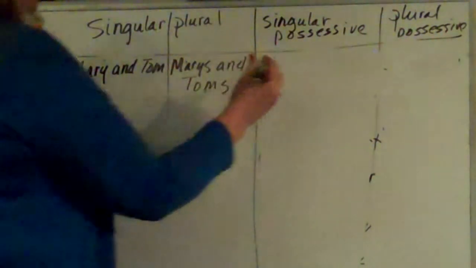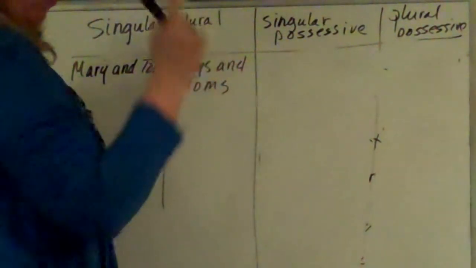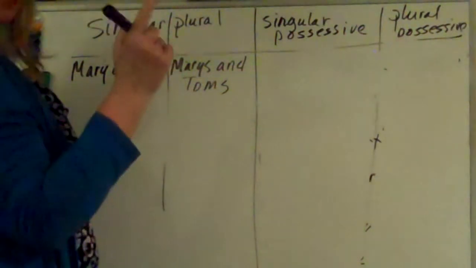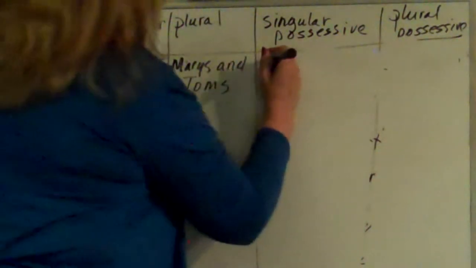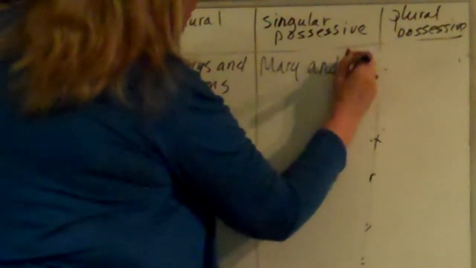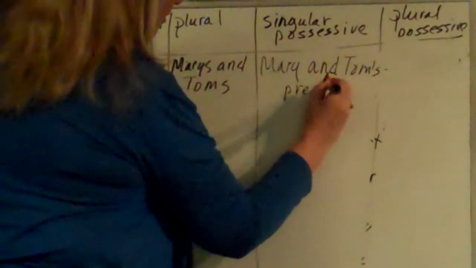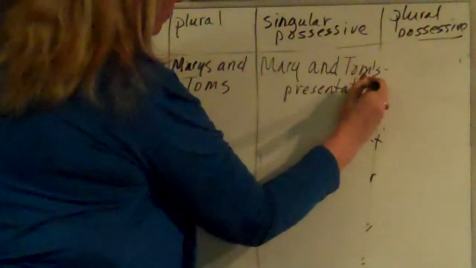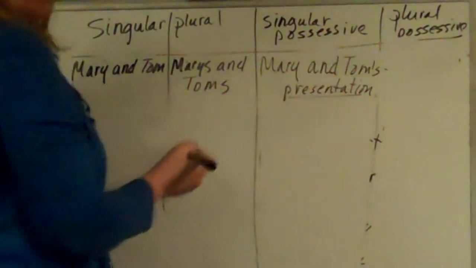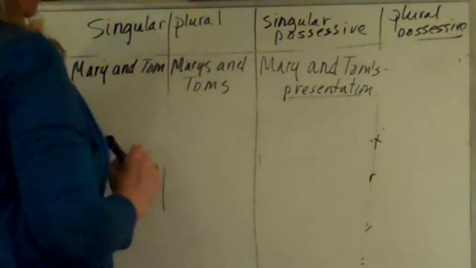Okay? But let's say it's singular possessive. In other words, 1 Mary, 1 Tom, and it's one presentation between them. Okay? So it's a joint ownership. Here's how you show that. Mary and Tom's presentation. Okay? So it's one thing shared by both of these people, so we just have one apostrophe there, okay? It's the presentation of Mary and Tom.